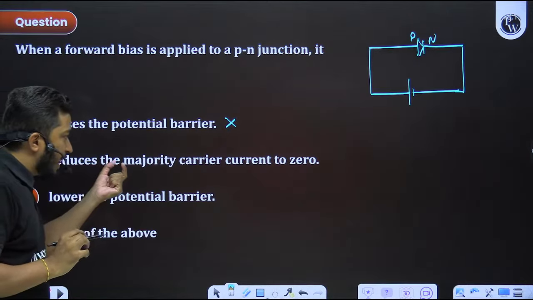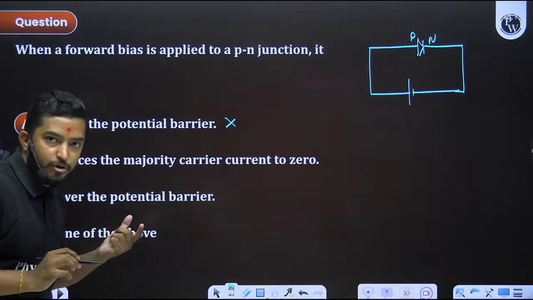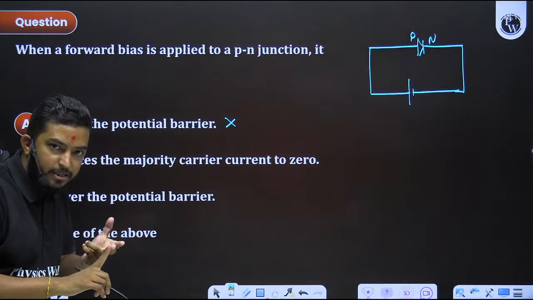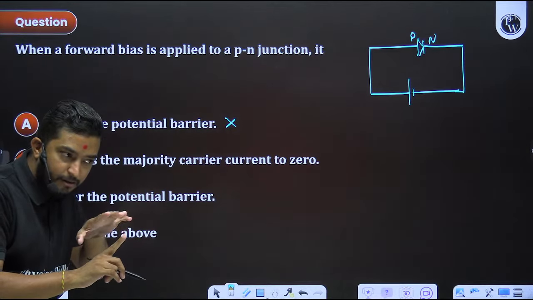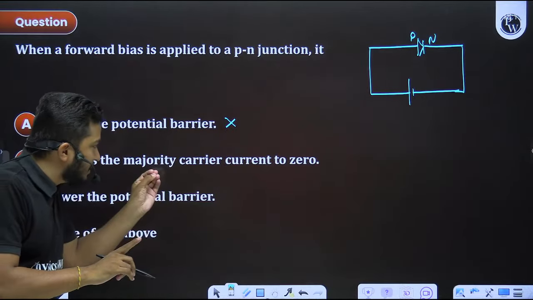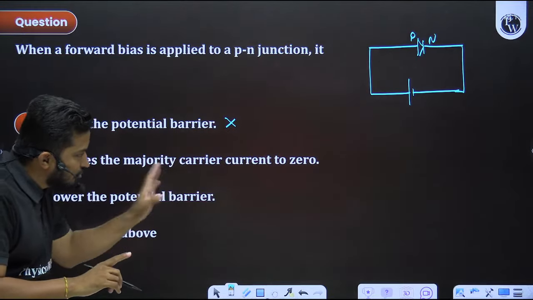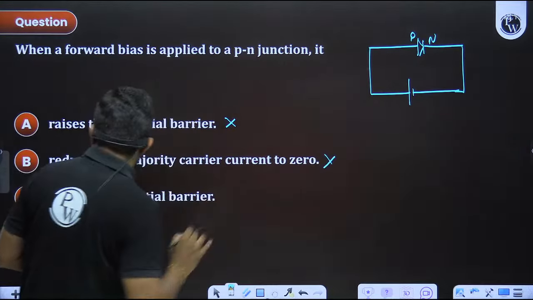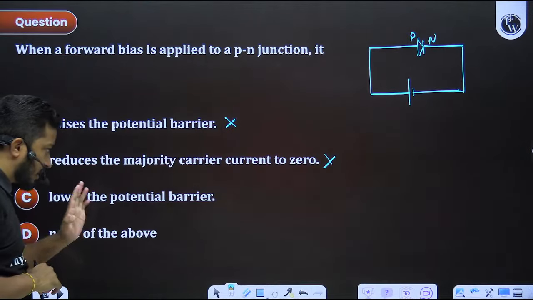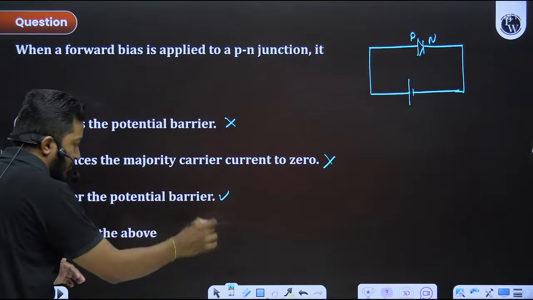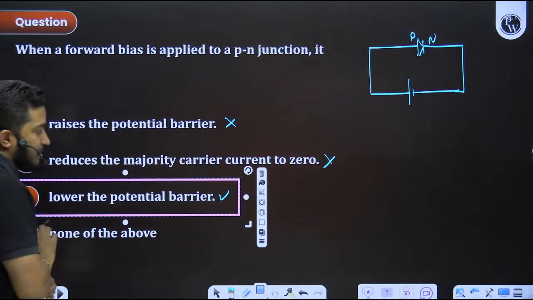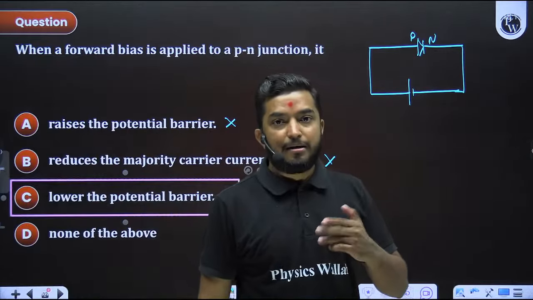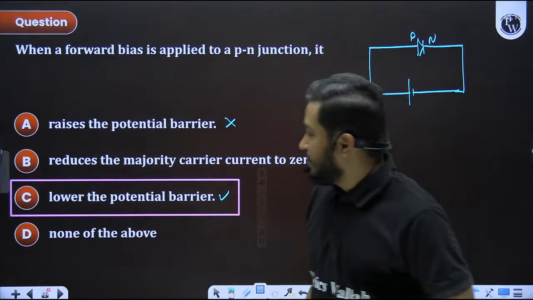Reduce the majority carrier current to 0, no dear. During the forward bias, the current flows just because of the majority charge carriers, so it does not become 0. We can say the sentence is wrong. Next, lower the potential barrier, perfect sir. During the forward bias, the potential barrier is decreased, and because of that a higher amount of current passes through the PN junction diode.